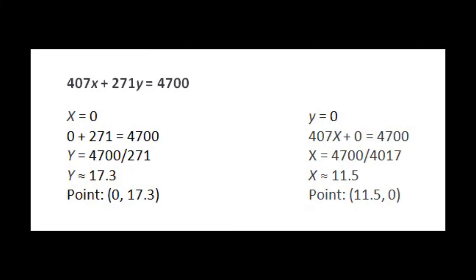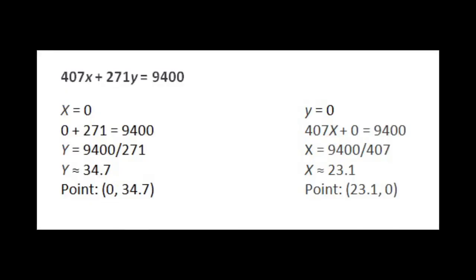And in solving for x, we let y equal 0. So 407x plus 271y equals 4,700, so 407x plus 0 equals 4,700. Divide both sides by 407. So we have x equals 11.5. So the point lies on (11.5, 0).